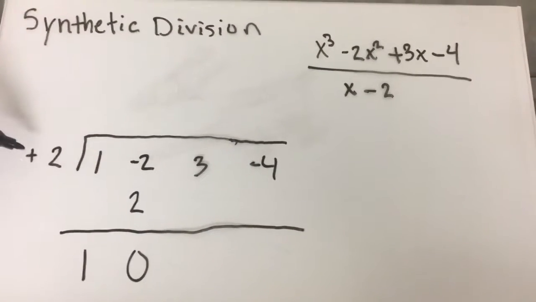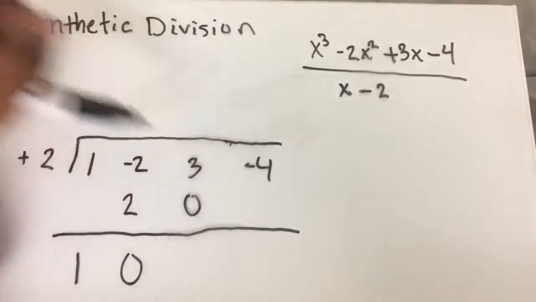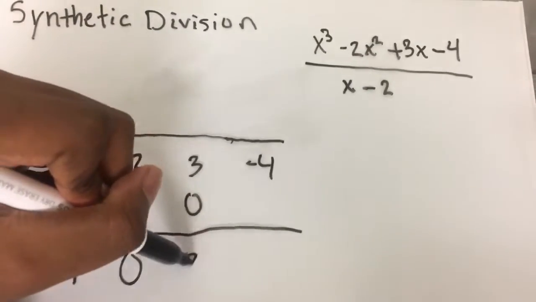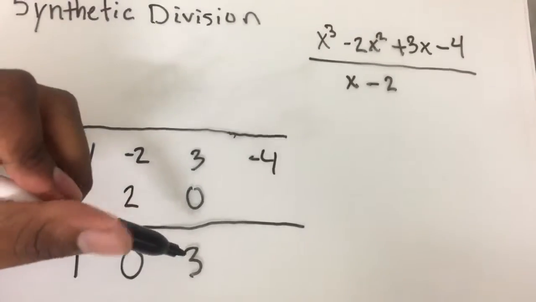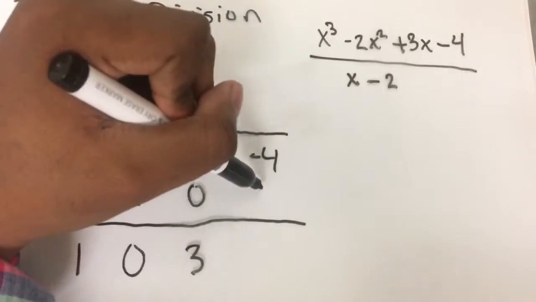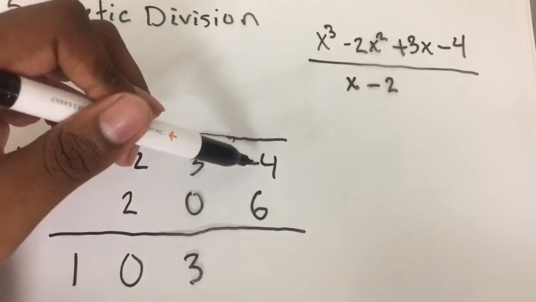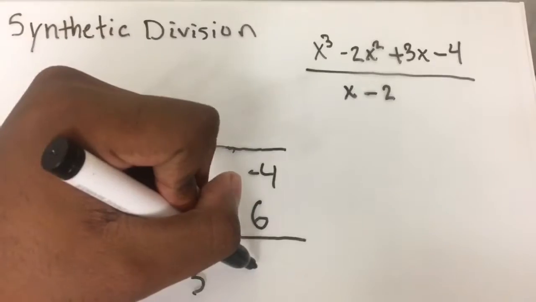And then you do it again. 2 times 0, and that's going to give you 0. So write 0 right here. And 3 plus 0, that's going to be a 3. And you do it again. 2 times 3 is going to give me a +6. So it's going to be -4 plus a +6. It's going to give me a +2.